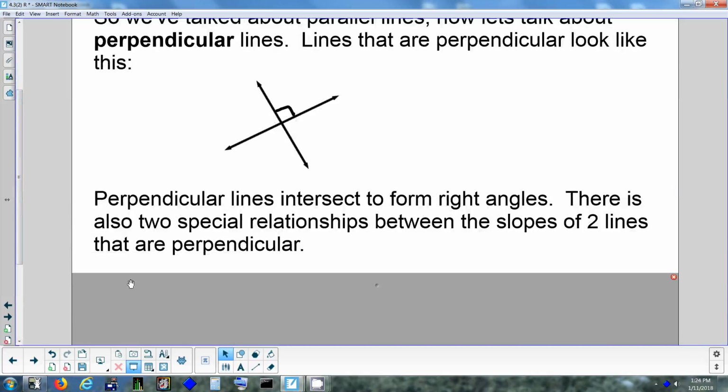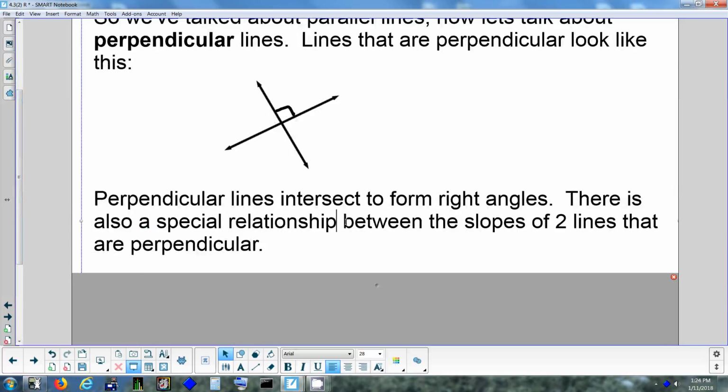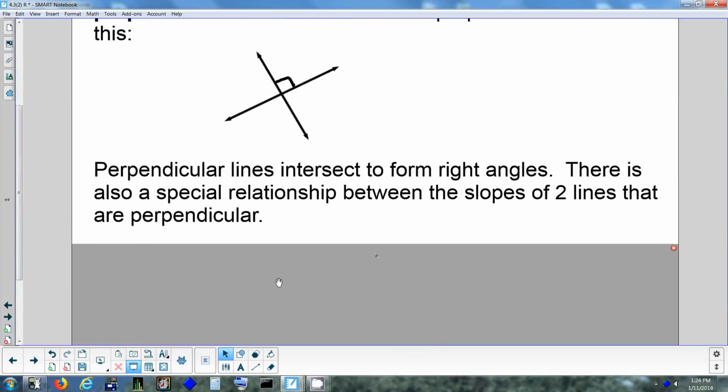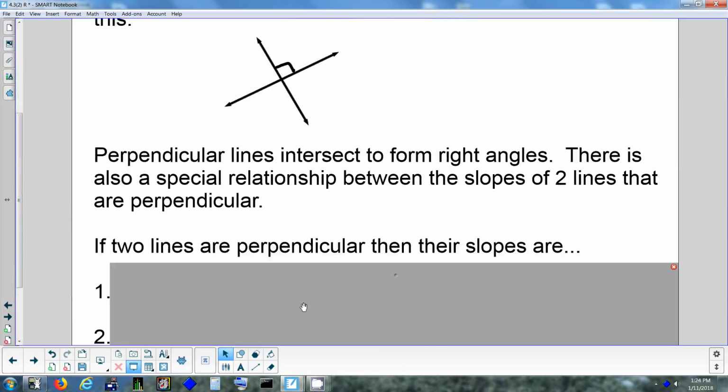Now, remember we talked about the special relationship for parallel lines about the slope. What was it? Mallory? It has to be the same. Yeah, the slope will be the same. Now, for perpendicular, there's going to be two kind of special rules. Remember for parallel, the slopes have to be the same, and also the y-intercepts have to be different. We don't worry about the y-intercept thing too much.